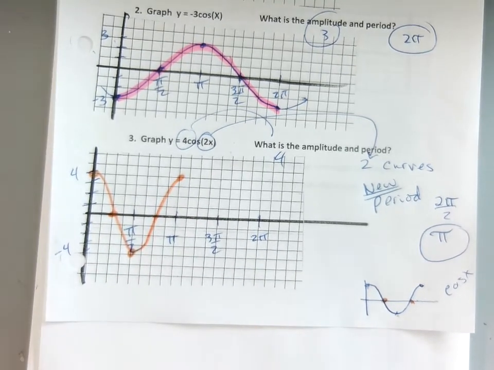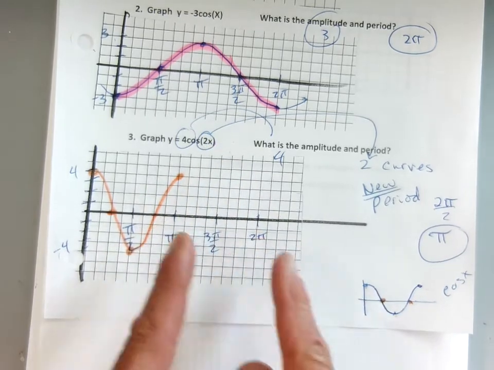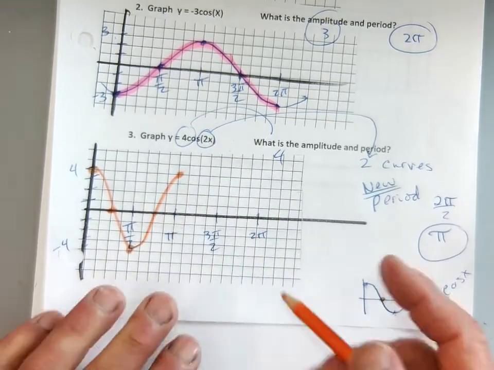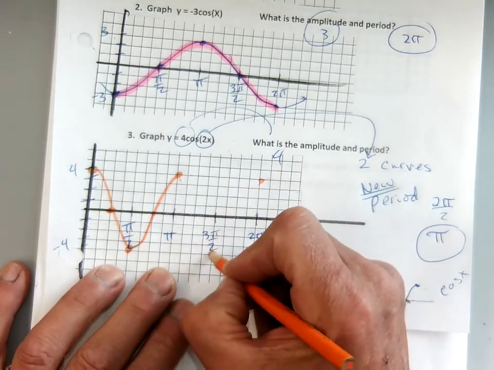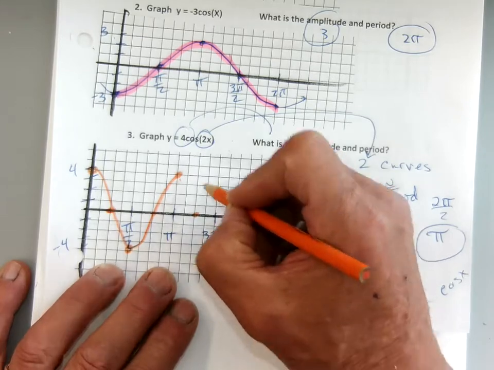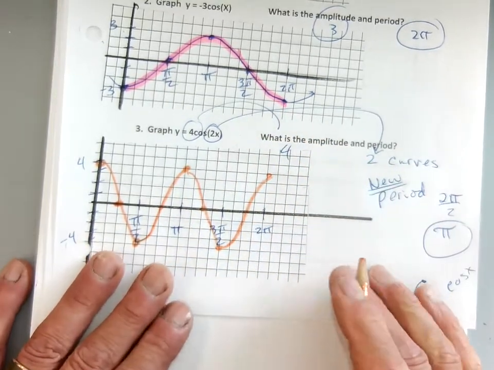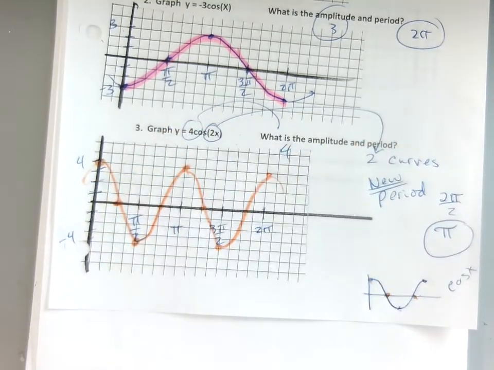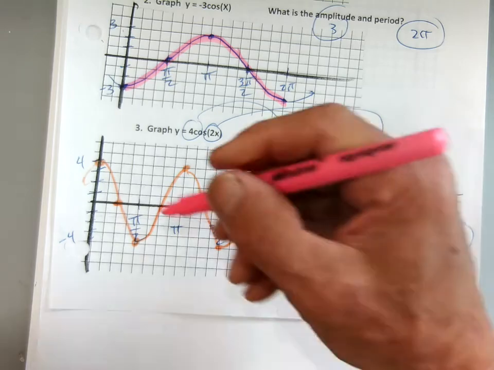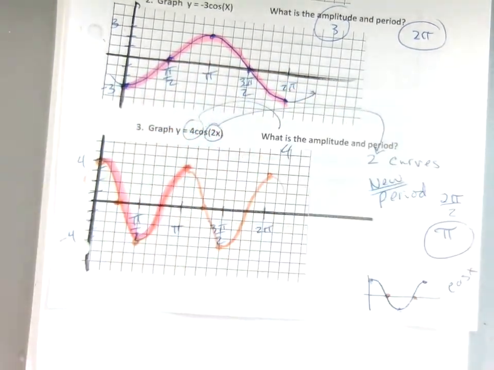Now I need 2 of them because I have a frequency of 2. So I'm going to do the shape here again. Ends up here, down here, here, here. There it is. And of course it keeps going on forever and ever. One curve is this wide.